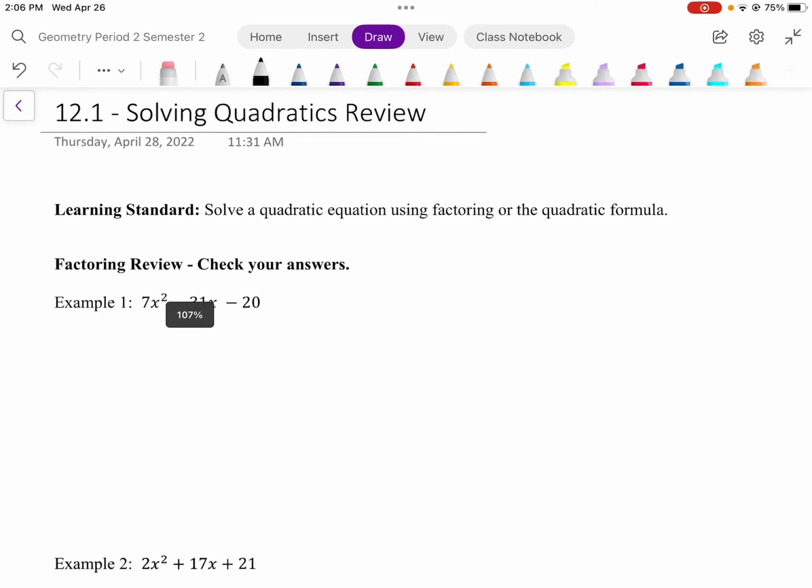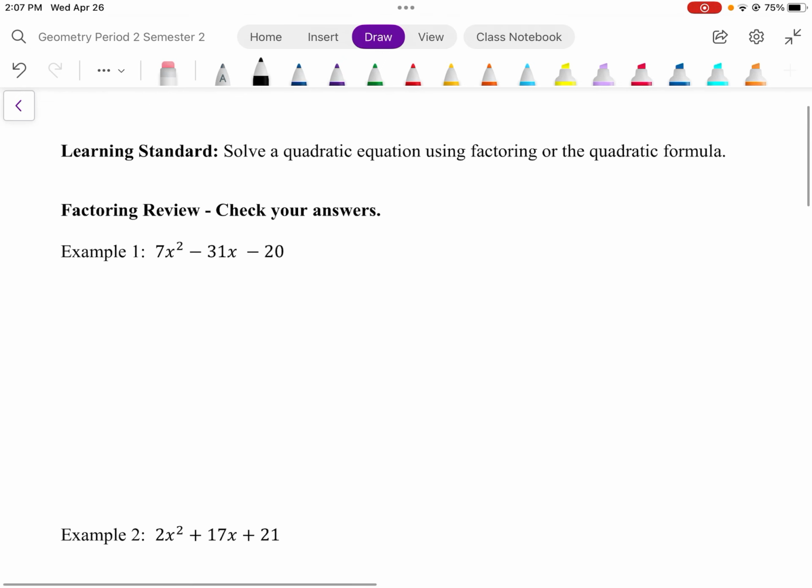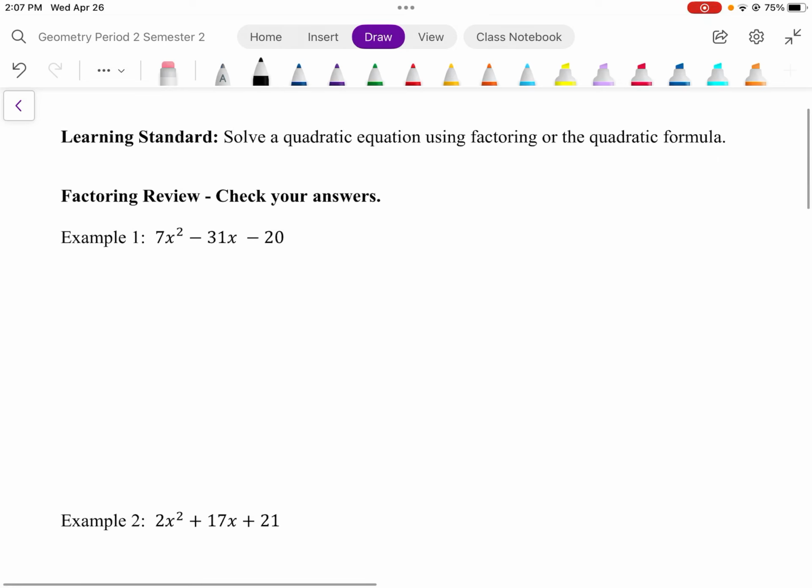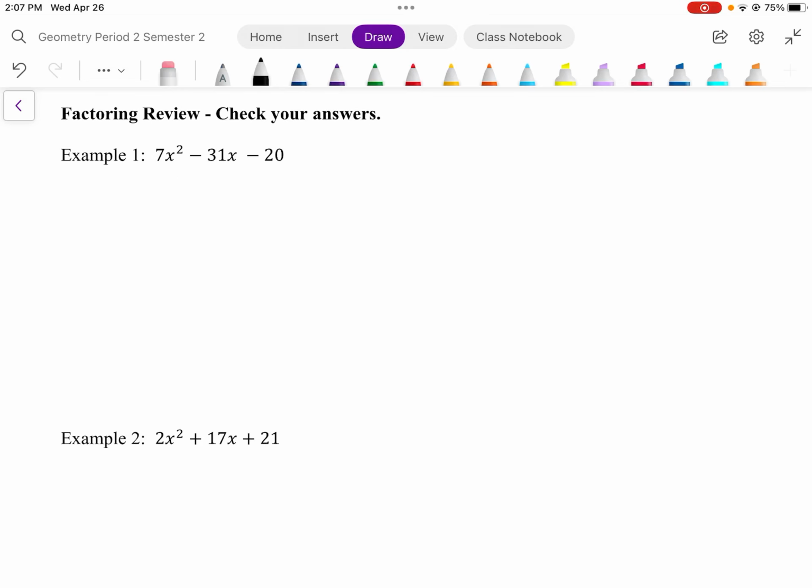12.1 is just going to be a review on solving quadratics. So we're going to solve the quadratic equation using factoring or the quadratic formula. So to start, we are going to factor this first one.